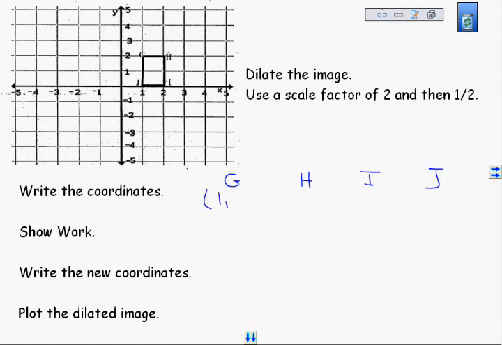G sits at (1, 2). H is at (2, 2). I is at (2, 0). J is at (1, 0). So we're going to use a scale factor of 2 first.